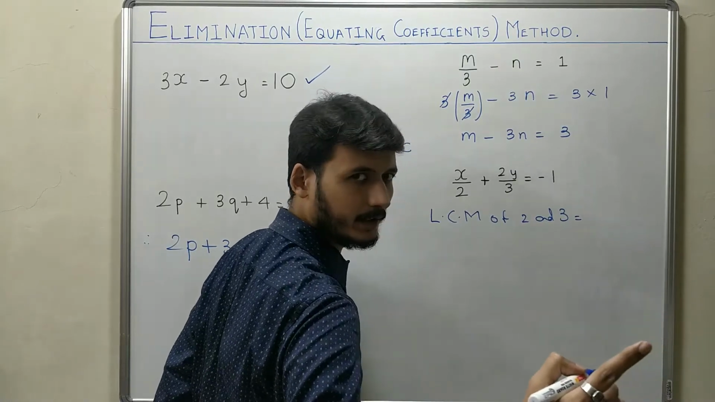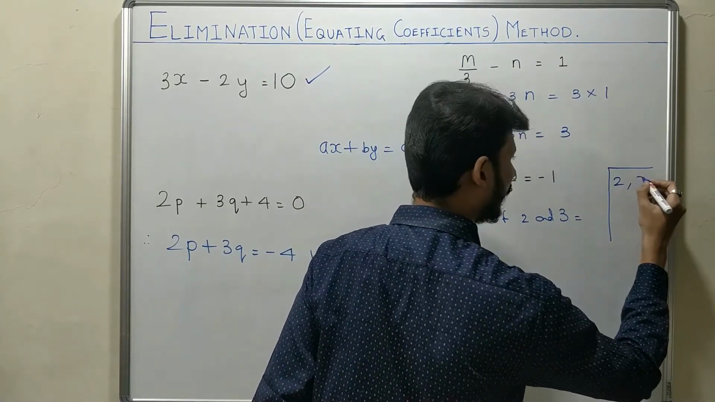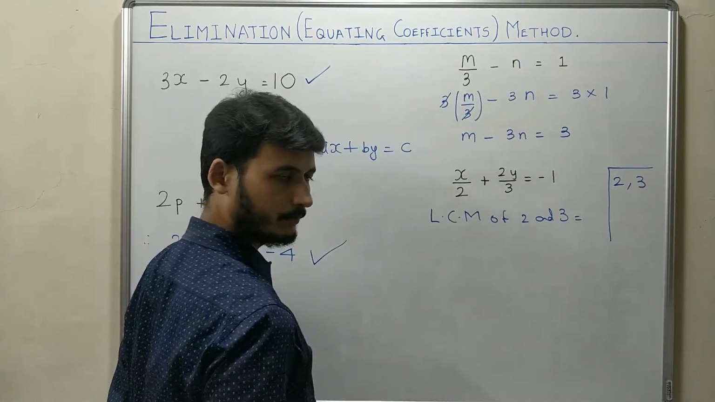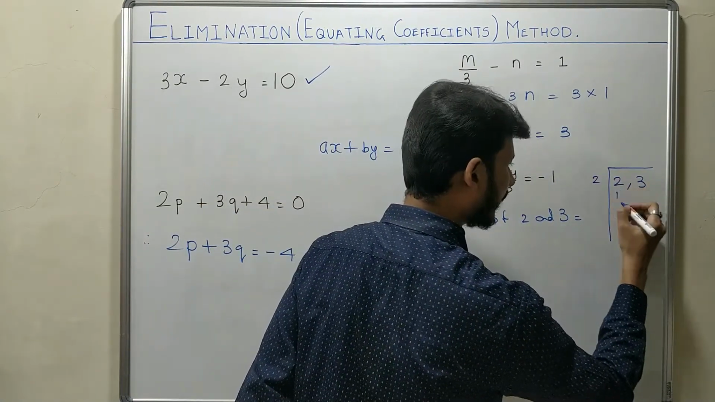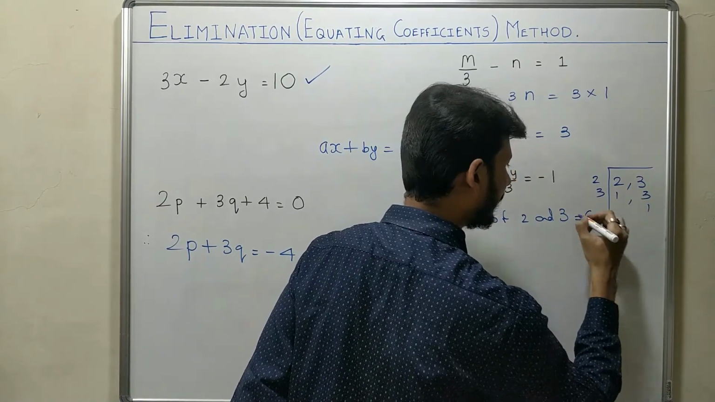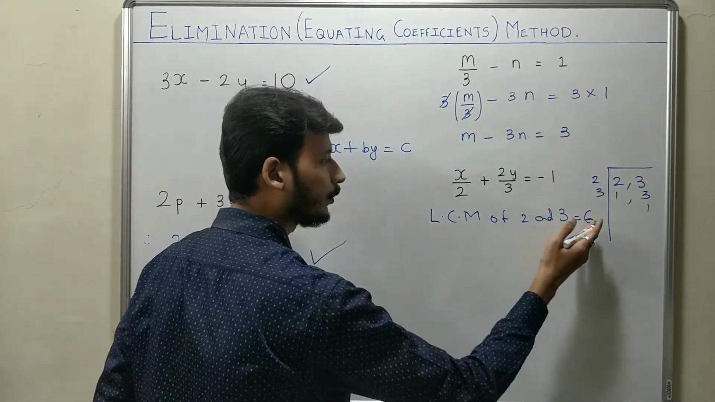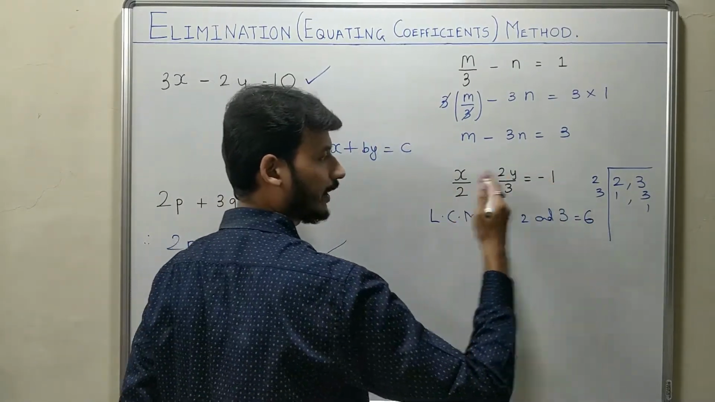I've made a separate video on how to find the LCM. If you want to learn, you can check out that video. I'll share the link in the description. So the LCM of 2 and 3 will be 2 ones are 3, 3 ones are 1, 1. So 2 into 3 will become 6. So 6 is the LCM, right? So since the LCM is 6, multiply throughout by 6.